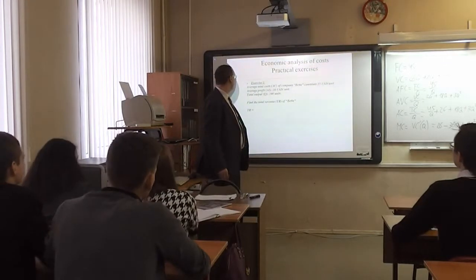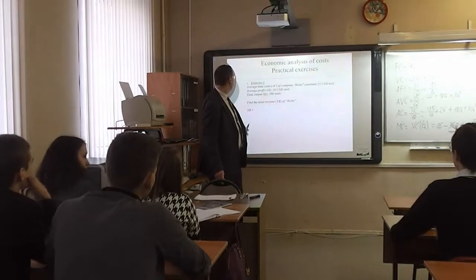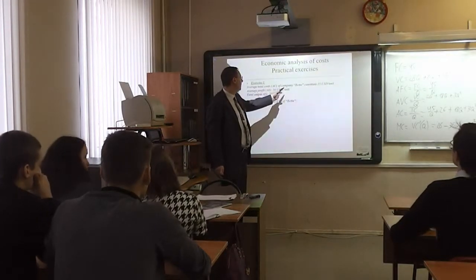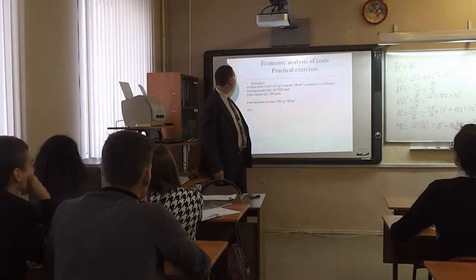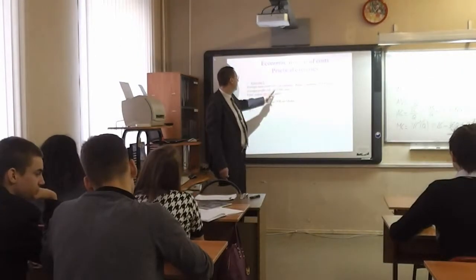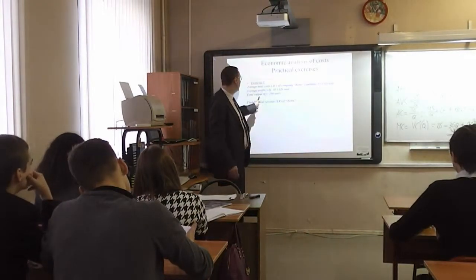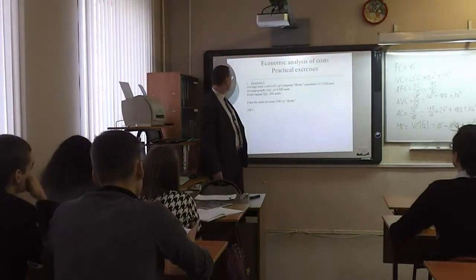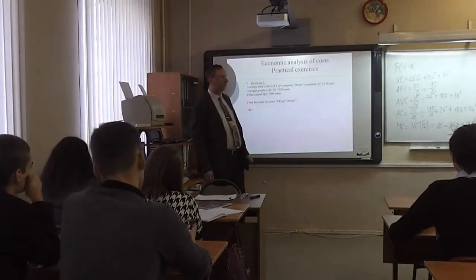Exercise 2, practical exercise. Average total cost of company Beta constitutes $35 per unit. Average profit is $10 per unit. Total output or total production is 200 units. And let's find total revenue of company Beta.